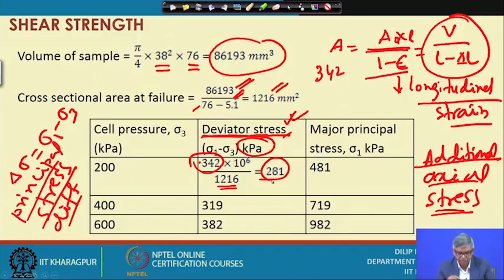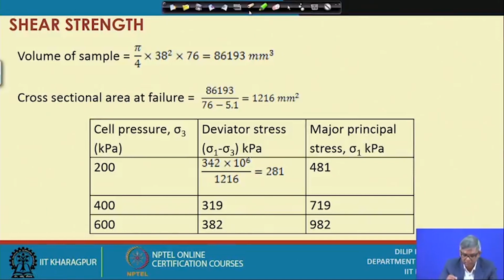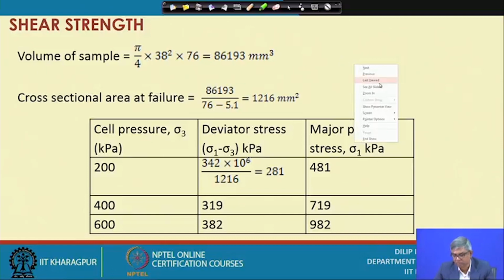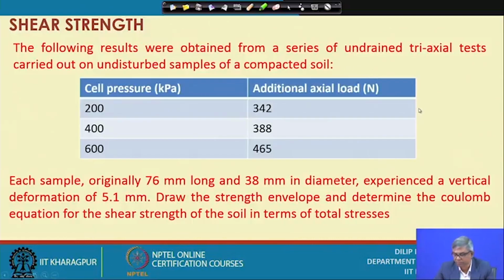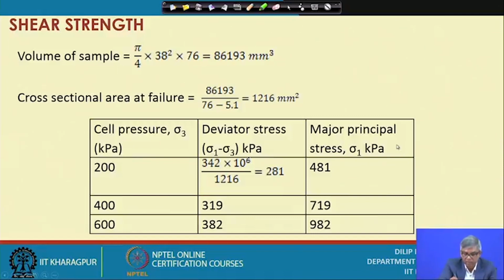Similarly, for the next value, 388, we can write it as 0.388 into 10 to the power 6 divided by 1216, which gives you 319. Similarly, for 465, this is 0.465 into 10 to the power 6 divided by 1216. This calculation gives you 382.